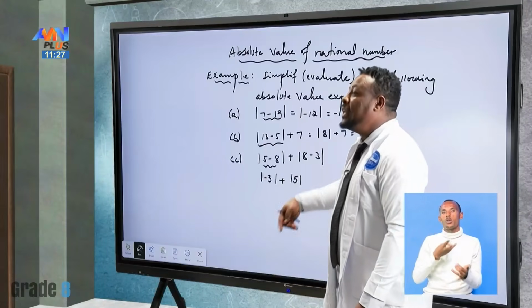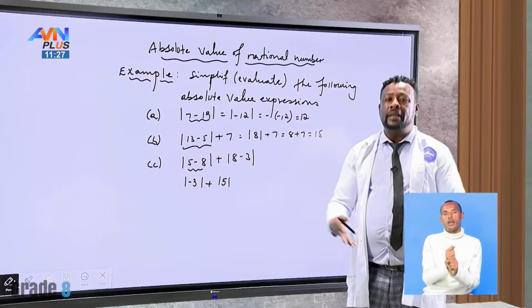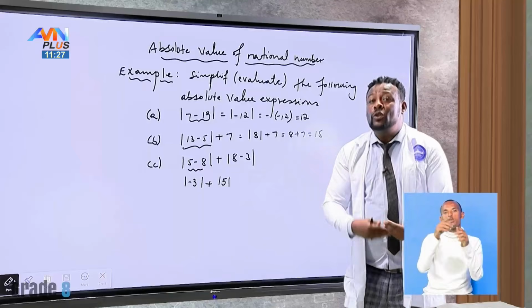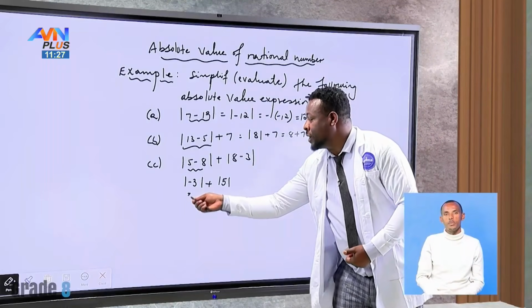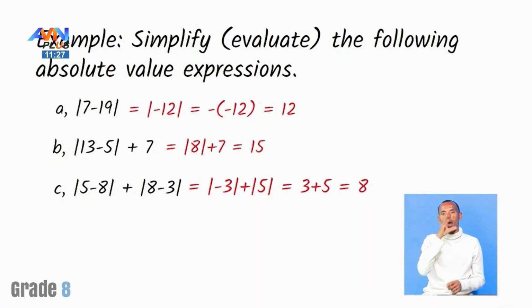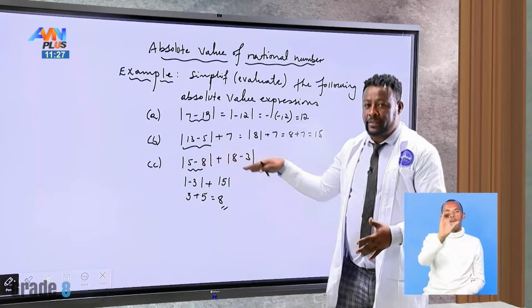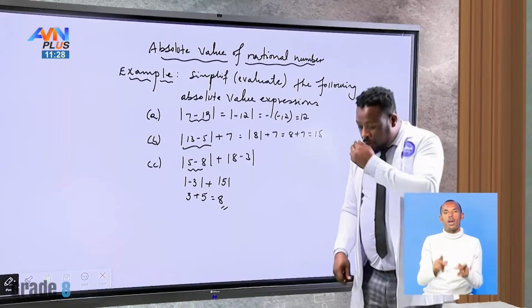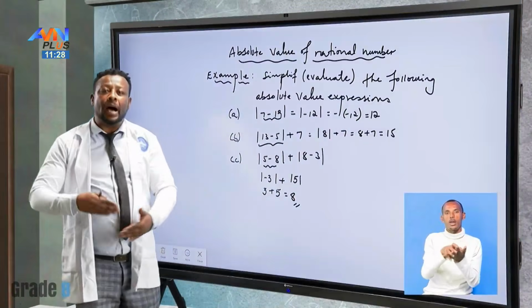Now, we need to evaluate these two absolute values separately, and then at the end, we will add them. So the absolute value of minus 3 is positive 3, as we have seen before. And the absolute value of positive 5 is positive 5 itself, right? So this gives us 8. So the answer for the C case is 8. Okay, so this is all about simplification of expressions containing absolute value.